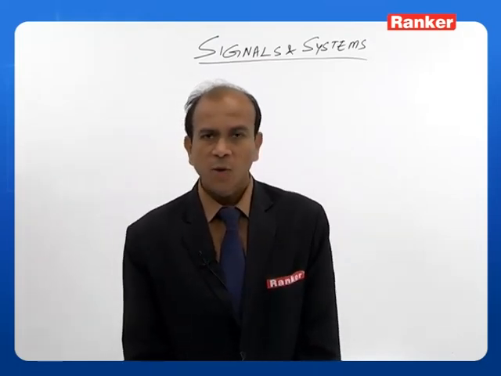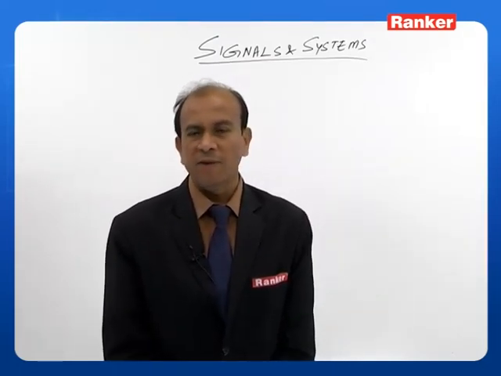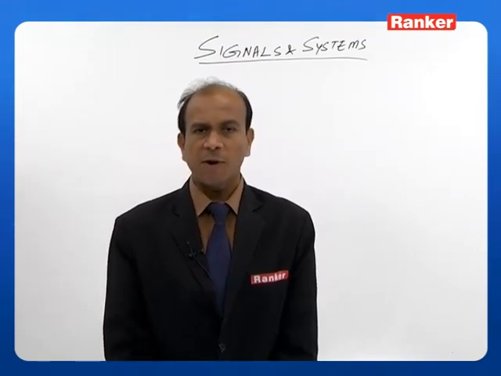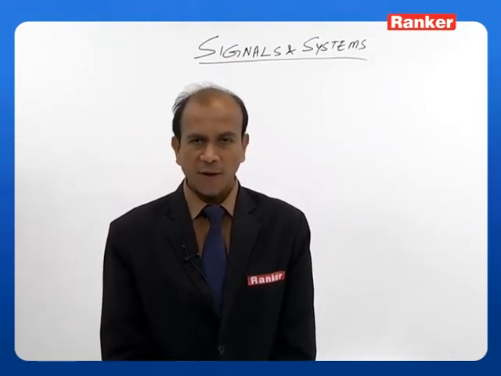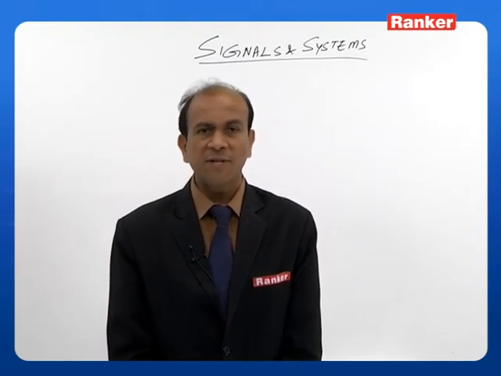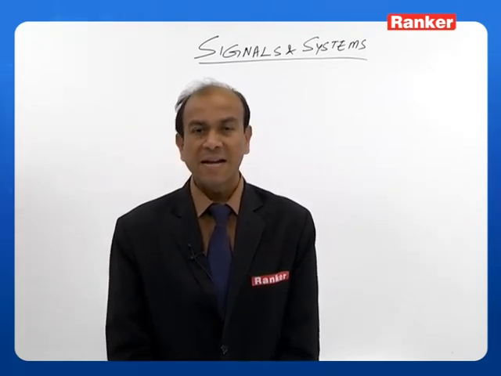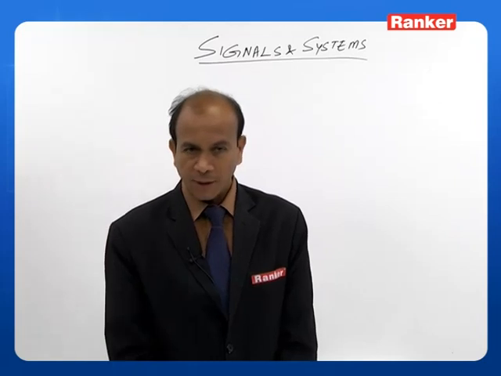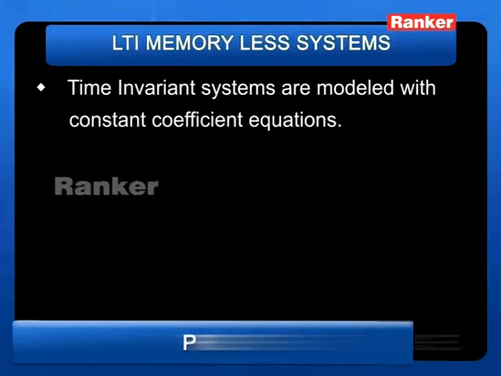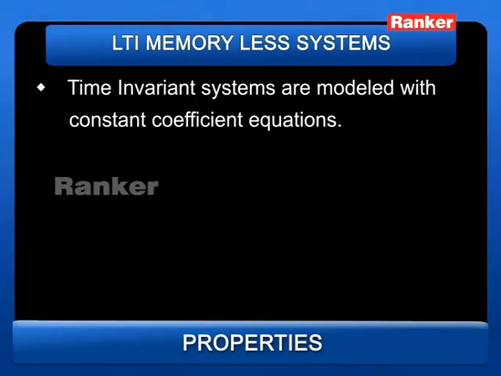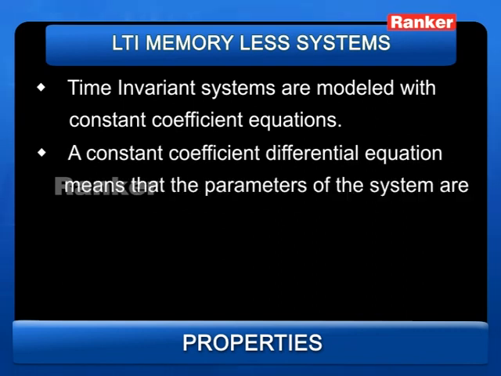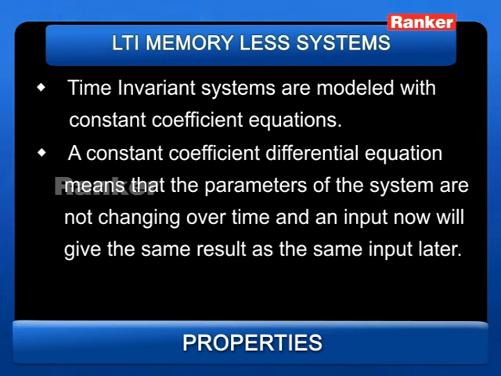Okay. So here we look at how we model a time invariant system. Generally a system is modeled with differential equations. So when I look at a differential equation, I should be able to tell from it that this particular system is time invariant. So how do I do that? Time invariant systems are modeled with constant coefficient equations. That means a constant coefficient differential equation means that the parameters of the system are not changing over time.